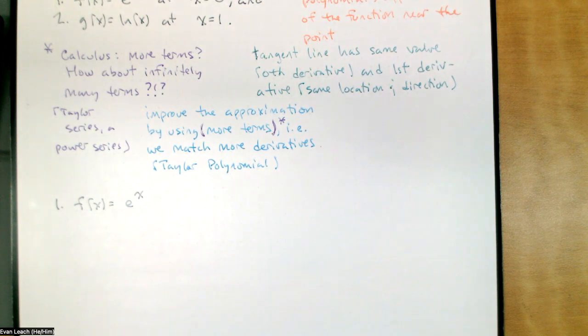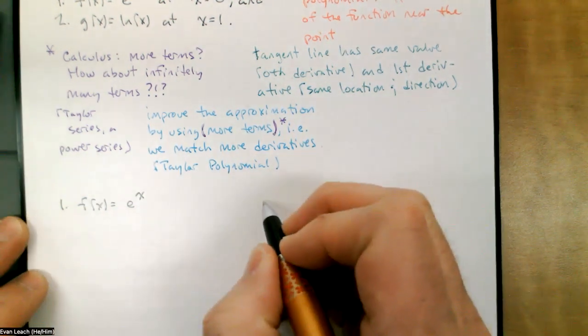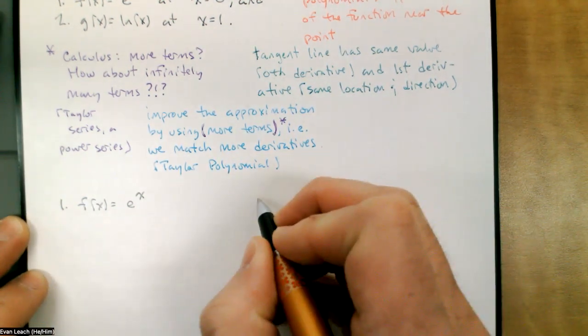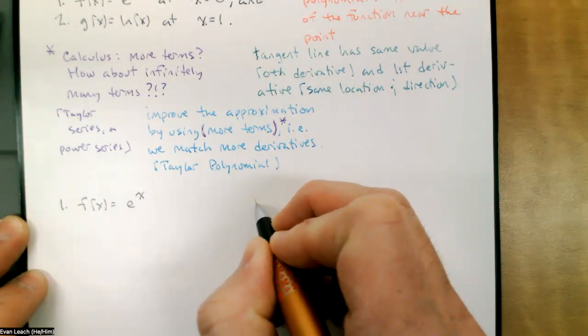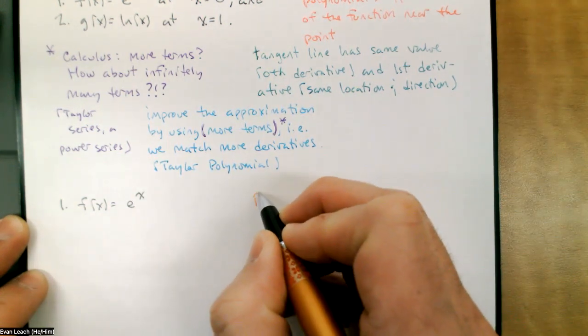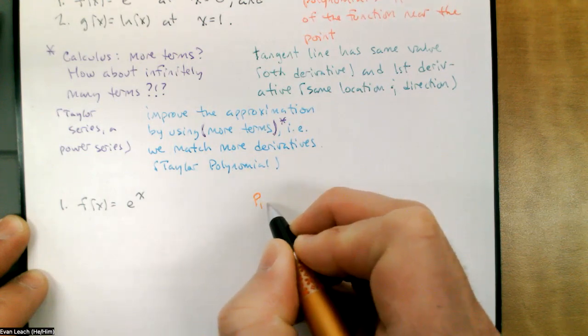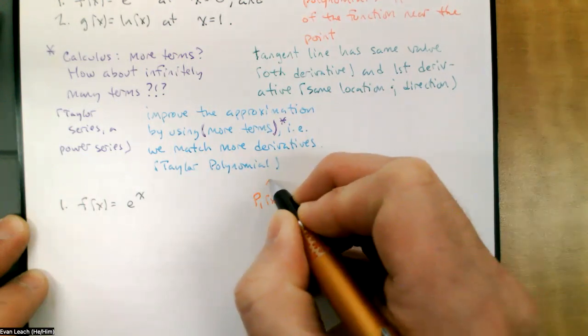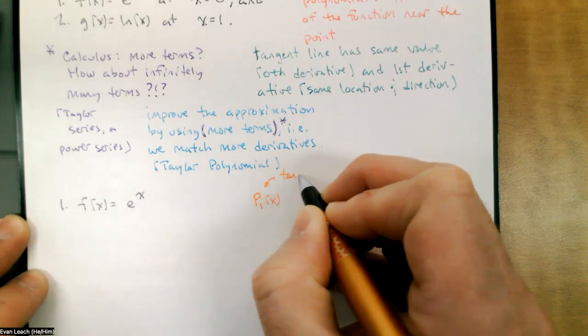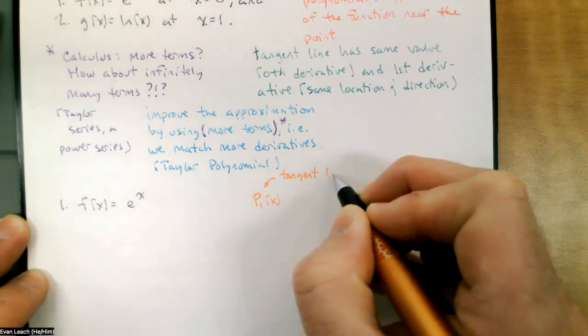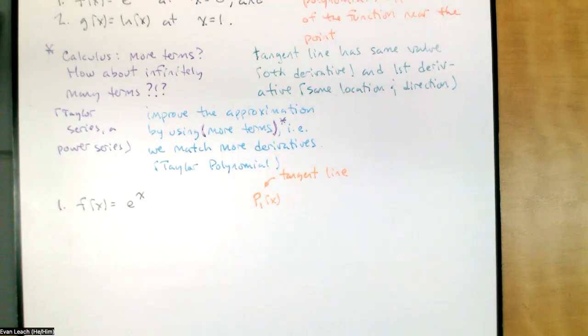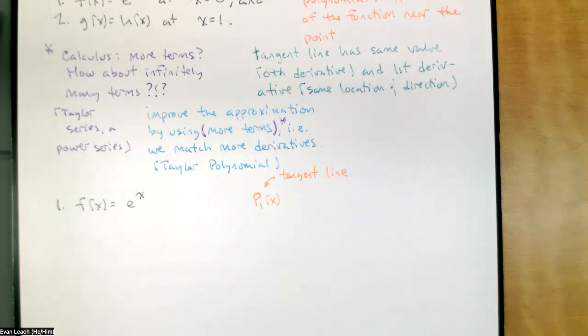So over in the other column, I'm going to make a tangent line called L of x. Actually, no, I'm going to name it P1 of x. I'm going to call it P1, capital P for polynomial, and 1 for first degree.